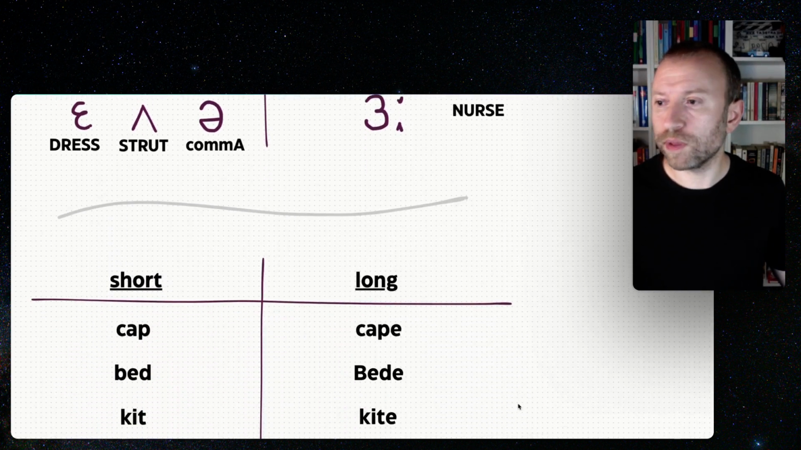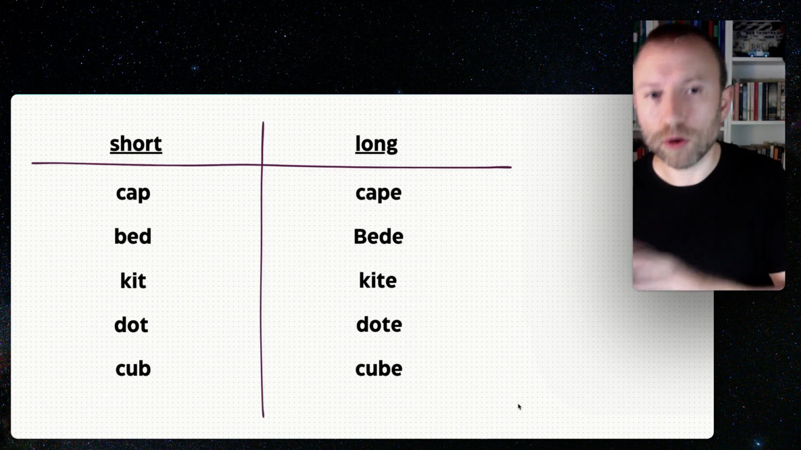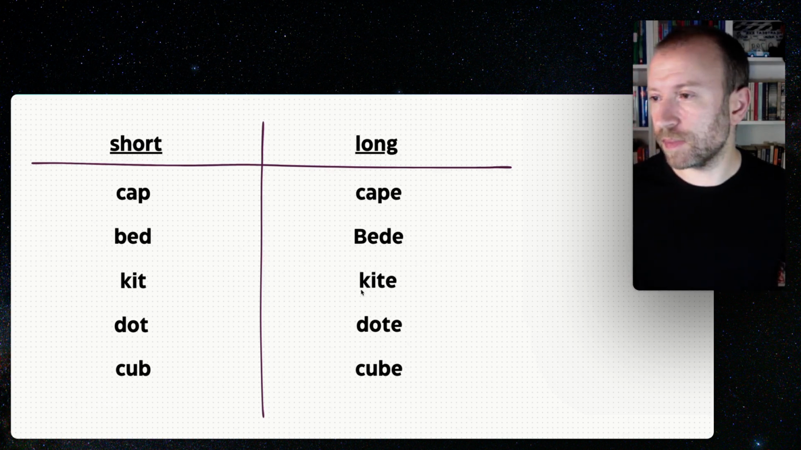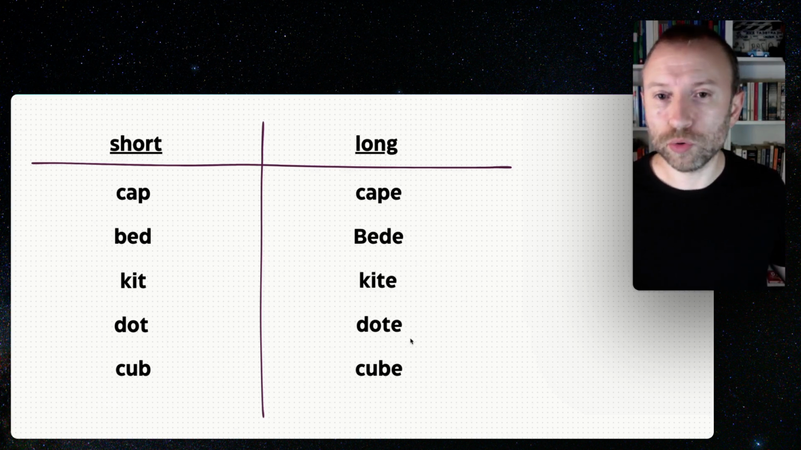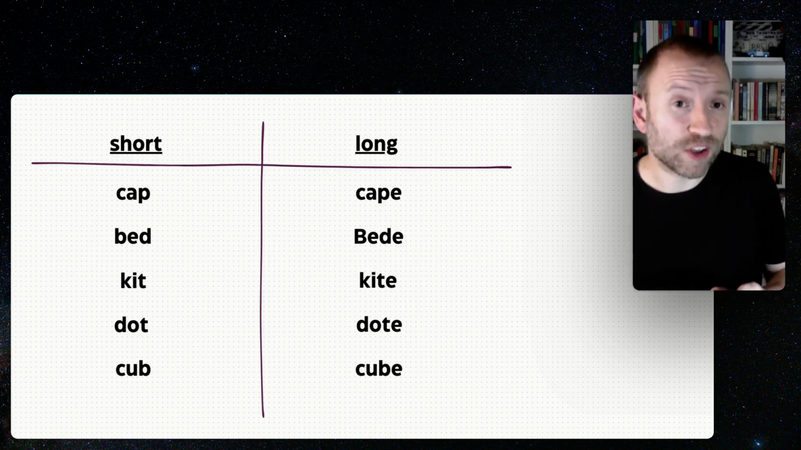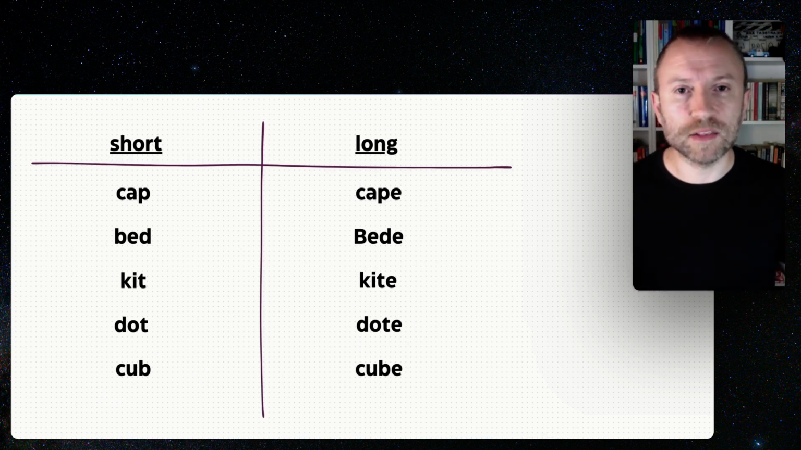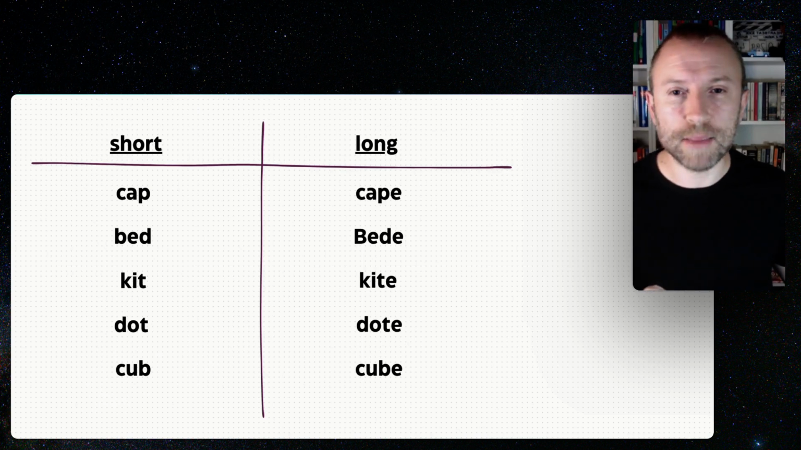But like it or not, for historical reasons, we often see short-long pairings, not like mine, but like these, where we have cap paired with cape, bed paired with bead, kit paired with kite, dot paired with dote, and cub paired with cube. You will have noticed that these demonstrate the magic E spelling rule that kids learn at school. That's the magic E at the end of words that makes each letter say its name.